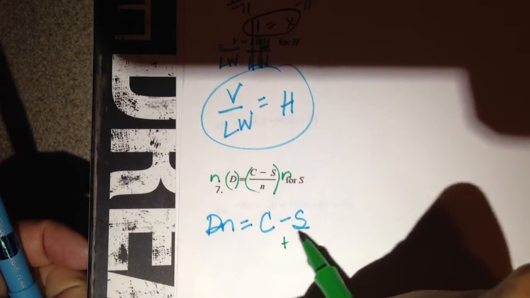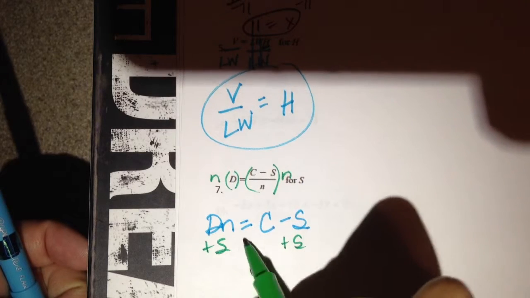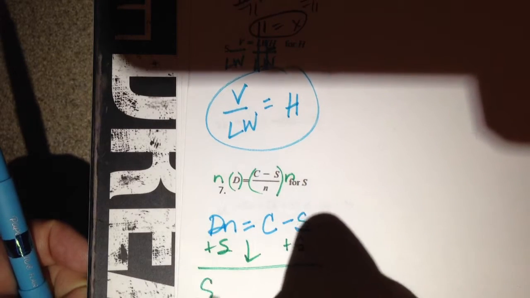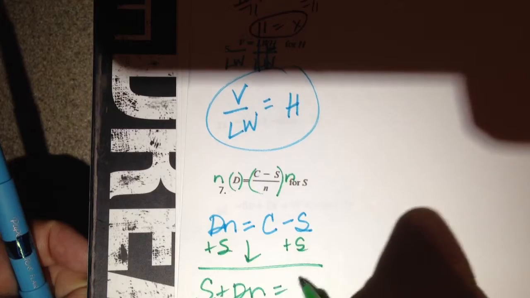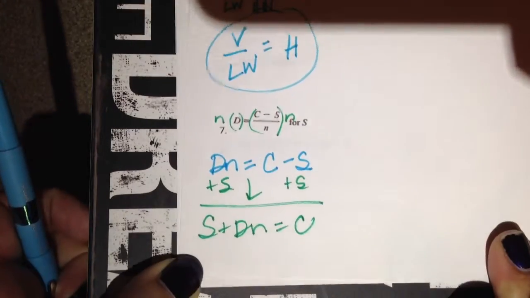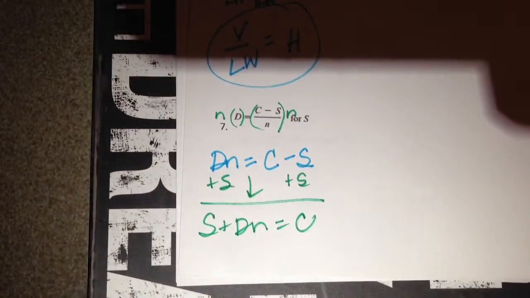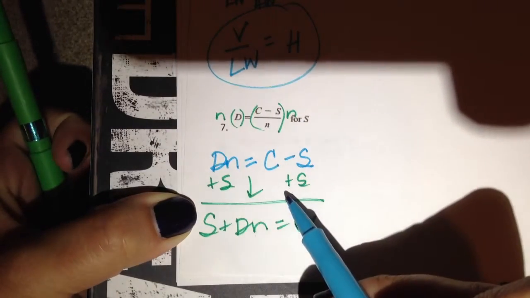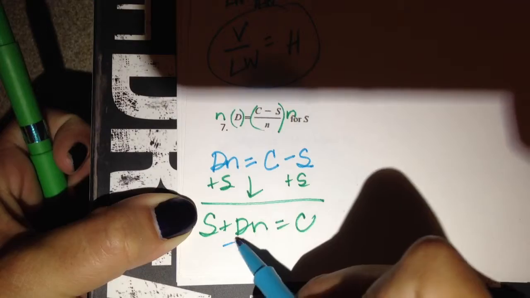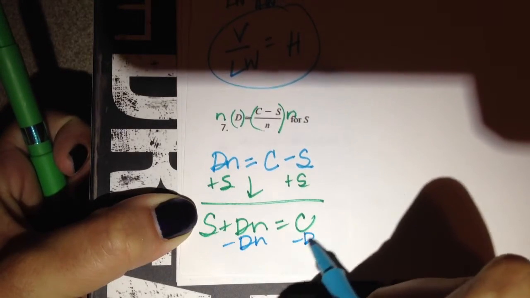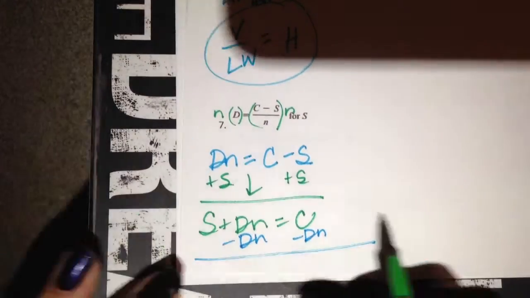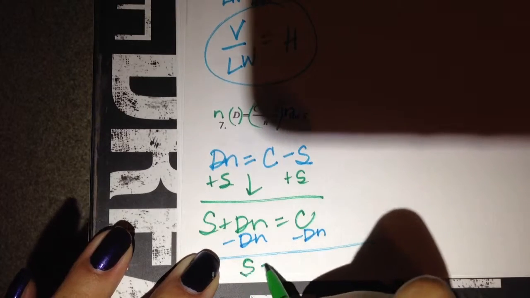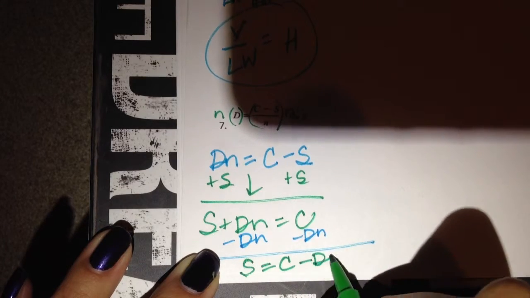Since I'm subtracting s, I'm just going to move this over because I want s to be positive. So s plus Dn equals c. I'm just moving things around the way I can with algebraic equations. Just as long as I do the same thing to both sides, I have no problem. Now I can just subtract that D times n factor and wind up with s equals c minus Dn.